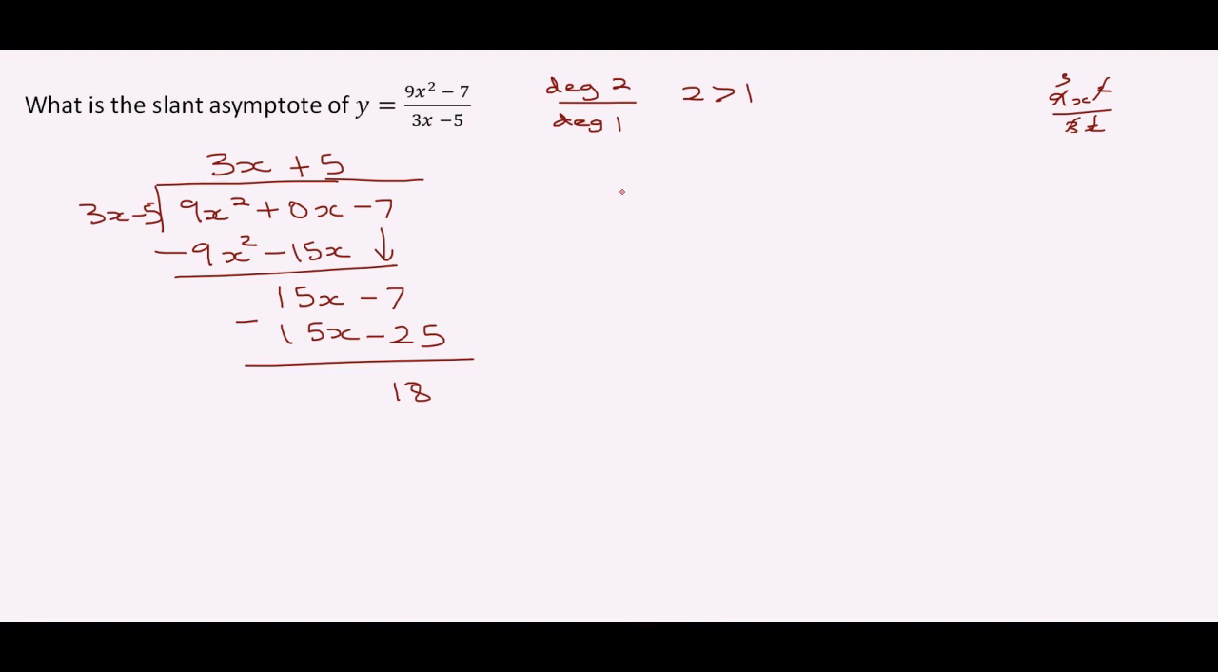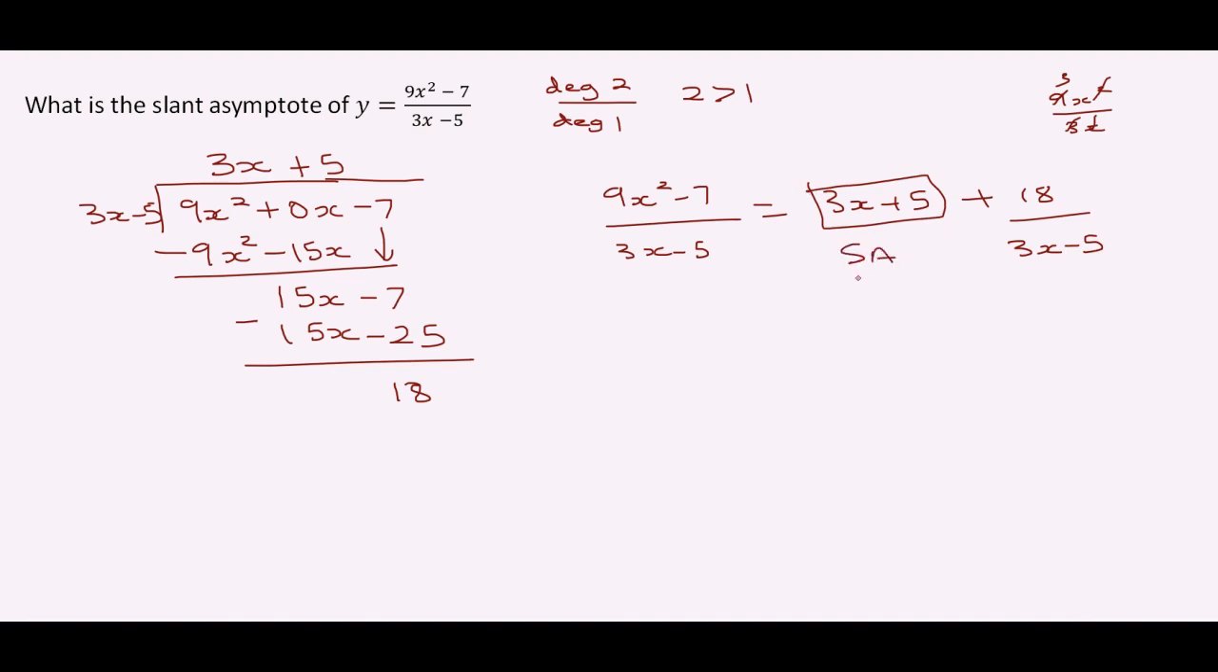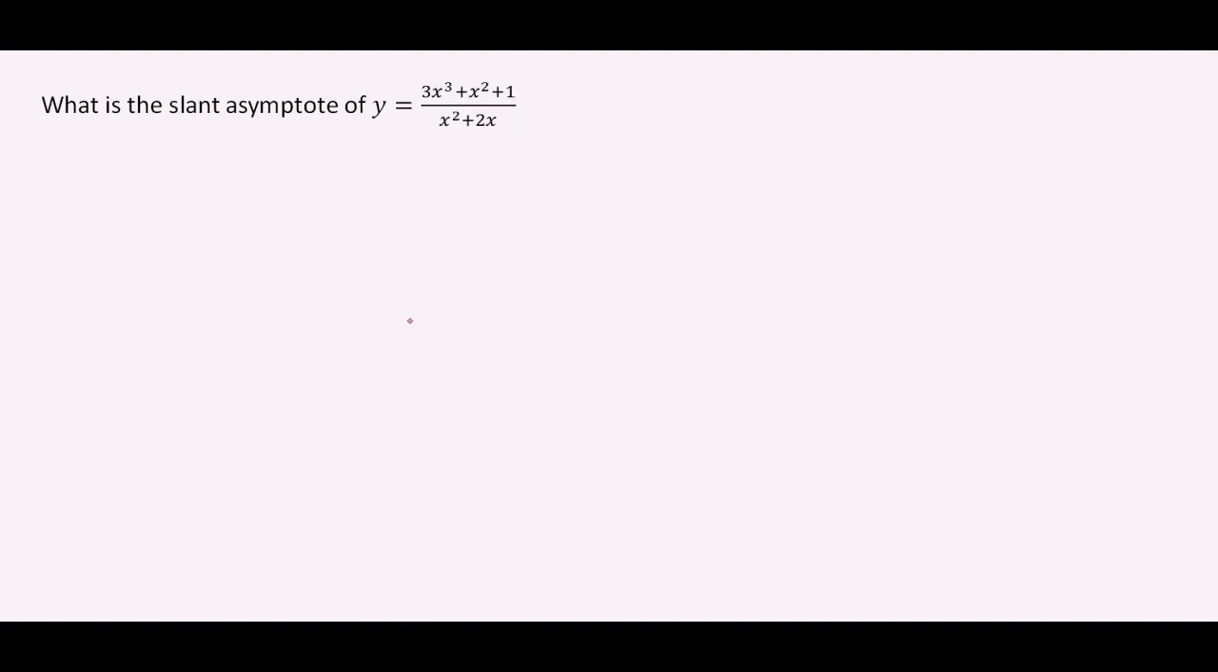So we have 9x squared minus 7 over 3x minus 5 equal to 3x plus 5 plus 18 over 3x minus 5. So this right here is going to be our slant asymptote. It's a straight line. Now we have 3x cubed plus x squared plus 1 over x squared plus 2x.